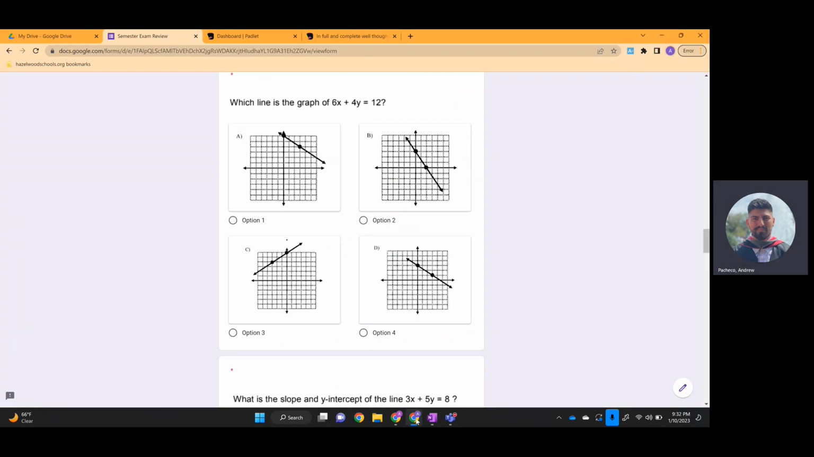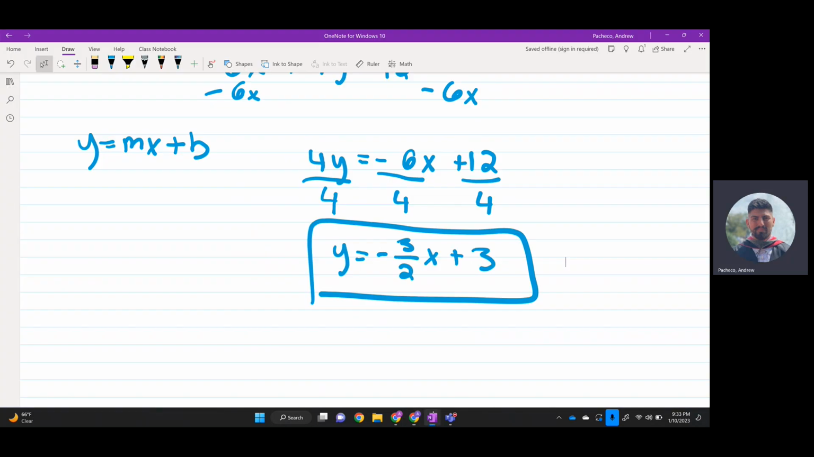So I'm looking first for my y-intercept. If my y-intercept is 3, I know it should be 1, 2, 3. So this is a possible solution, option D. 1, 2, 3. A is not. 1, 2, 3. C is not. So it's in between B and D, and it comes down to our slope. Our slope is negative 3 over 2.